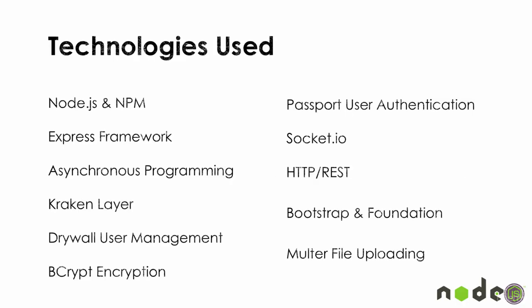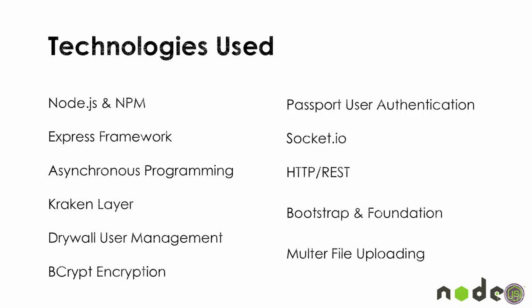So here's some of the technologies we'll be using. Obviously Node.js. NPM comes with Node.js, so you don't have to worry about any extra installation or anything like that. The Express framework, a very popular Node module, gives us an entire MVC web framework along with a server. We'll be using that in most of our projects. Asynchronous programming, of course. One or two of our projects will be using Kraken, which is an extra layer that runs on top of Express to give us more functionality and security.